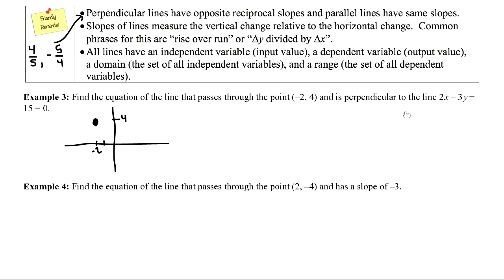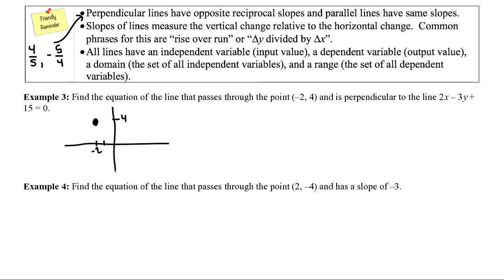So what we need to do is probably convert this to slope-intercept because I'm interested more in the slope. I've got a point right here that I know the line has to go through. What I don't know is the slope. But I do know a relationship up here about perpendicular slopes. So if I can find the slope of this line, I can use this information up here about perpendicular lines to find the slope of the line that passes through the point -2, 4. All right, so let's start converting this one.